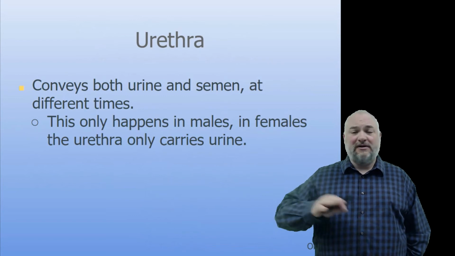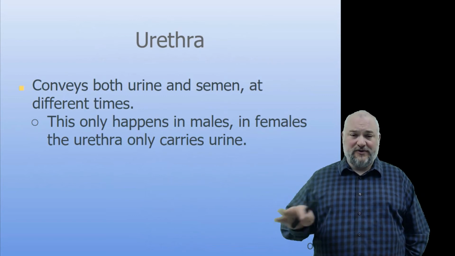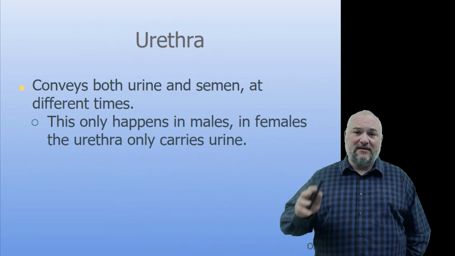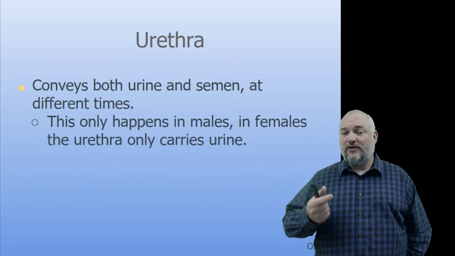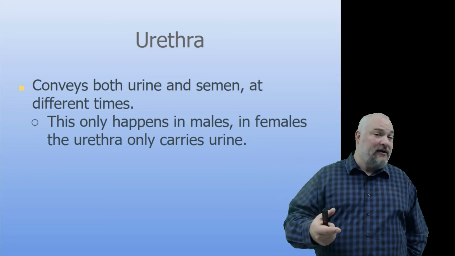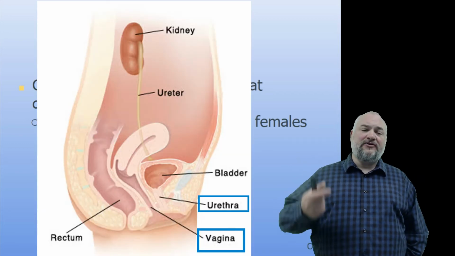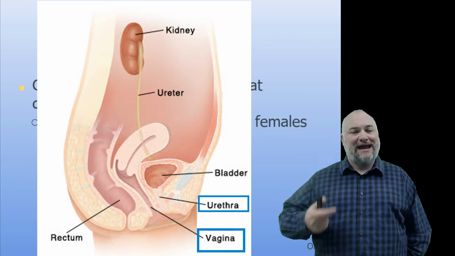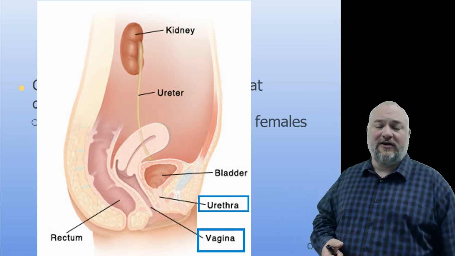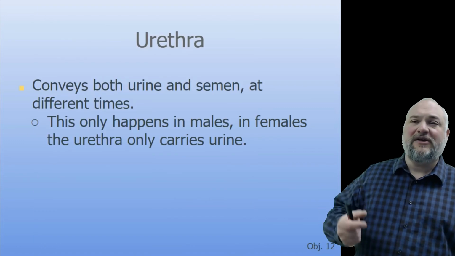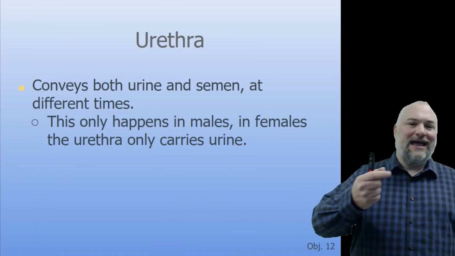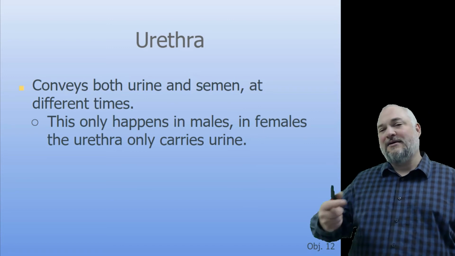The urethra itself, in males, conveys both sperm or semen and urine, but at different times. Urine and semen will not come out at the same time. It's a reflex response. That combined tube for both urine and sex cells only happens in males. In females, those two tubes remain separate. We'll talk about that when we talk about male and female development later. But in males, both of them come together at the urethra. In females, you have a separate urethra, and the vagina is separate. They do not combine.